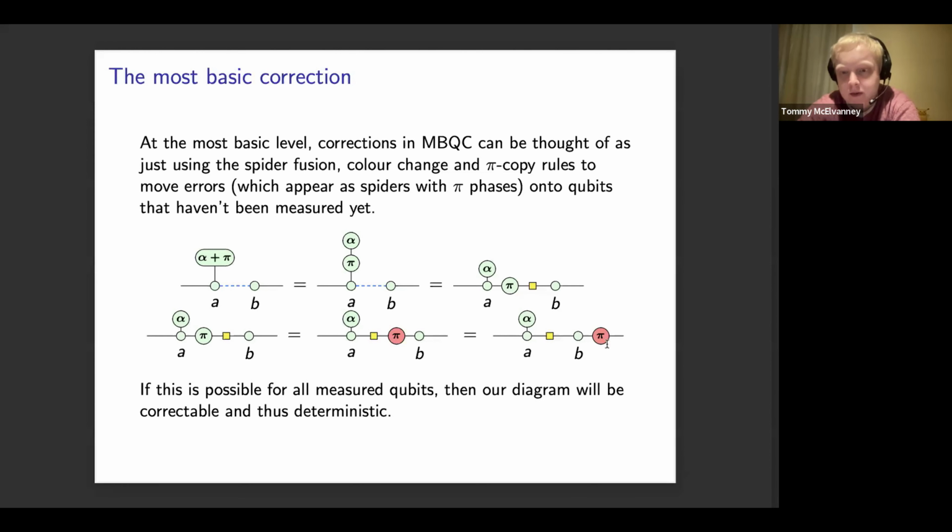So now we know, because of this, if there was an error on A, we could simply add a red pi to the output to undo the error on A. Also, any local Cliffords on outputs can be classically post-processed for. But if we can always push an error onto future qubits, then our diagram is correctable and deterministic.